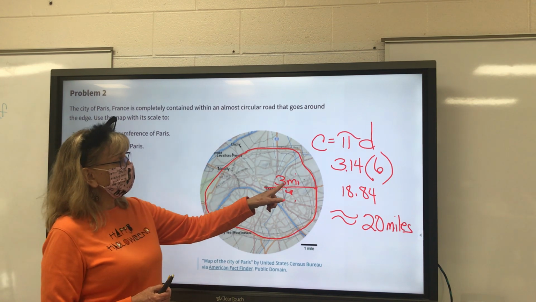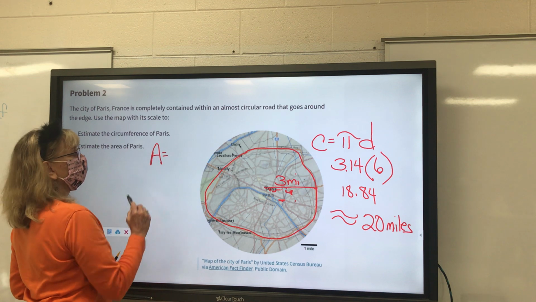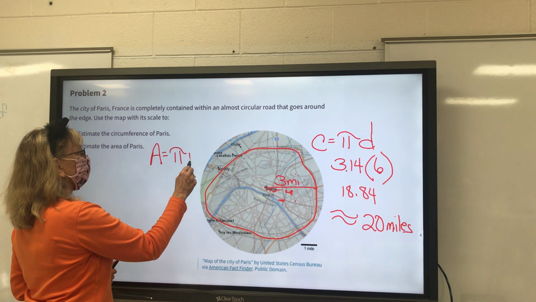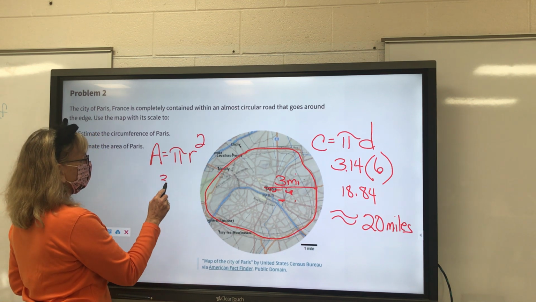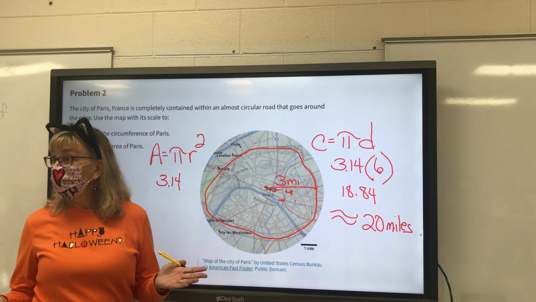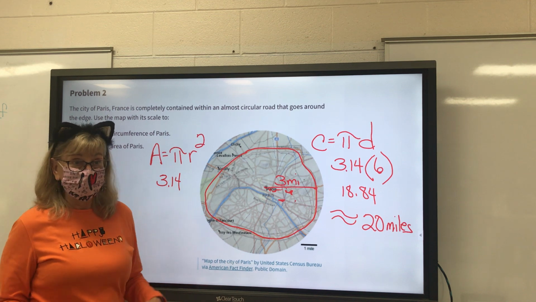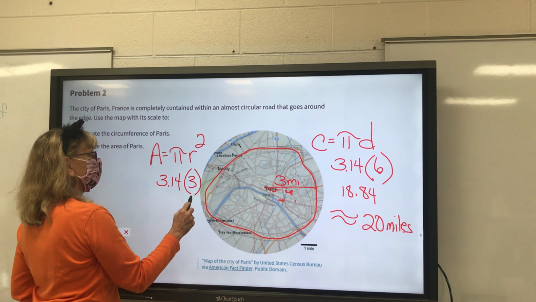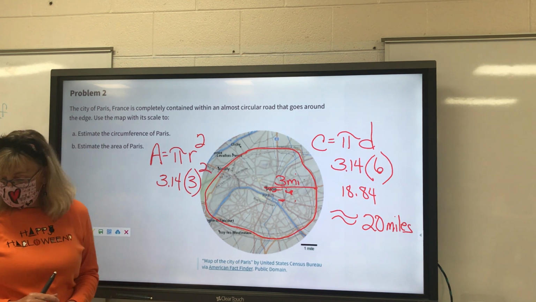We're going to use that same 3 miles, but now what is the formula for area of a circle? Area equals pi r squared. Good. Okay, we're going to use that same 3.14. I mean, we're estimating all over the place here, right? Because pi is not 3.14, so that's an estimate. So we're going to take 3 squared.